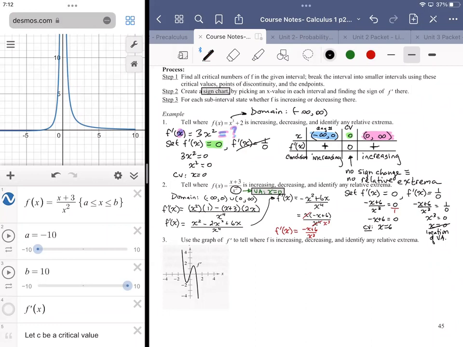I'm going to break up that domain to go from negative infinity to 0. We'll stop at 0. That's the vertical asymptote. Go from 0 to 6. We'll stop at 6. That's our critical value. And then go from 6 to infinity. That'll be our set of x values.